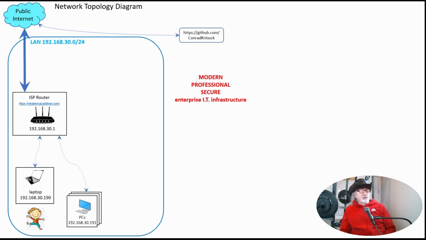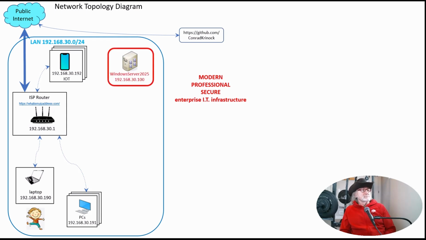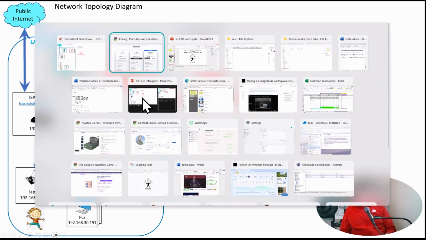You're going to have other PCs in your organization or in your family. And IoT devices, Internet of Things. So this is phones, but it could also be your printer or your garage door opener or your refrigerator. So this is all these different hosts, different computers. This computer here is where we're going to be doing most of our work. And we're going to be doing it on a Windows Server 2025 machine.